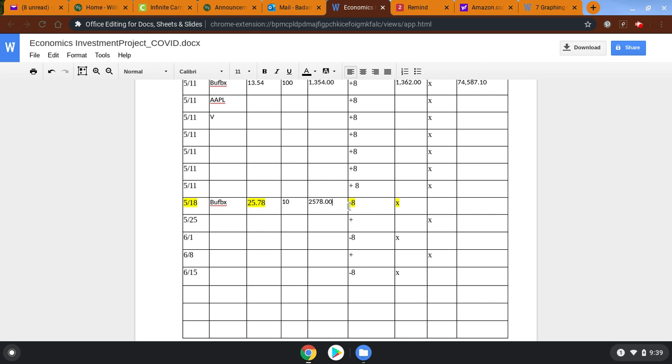So it's this amount minus $8. Okay, I'm not selling, I'm not buying, so I put an X in the buying. So I'm going to put this number over here. $2,578 minus $8 means it's $2,570 that I will be getting that I'm going to add.